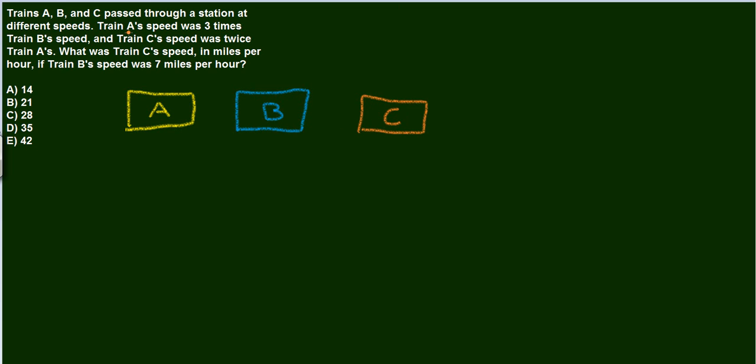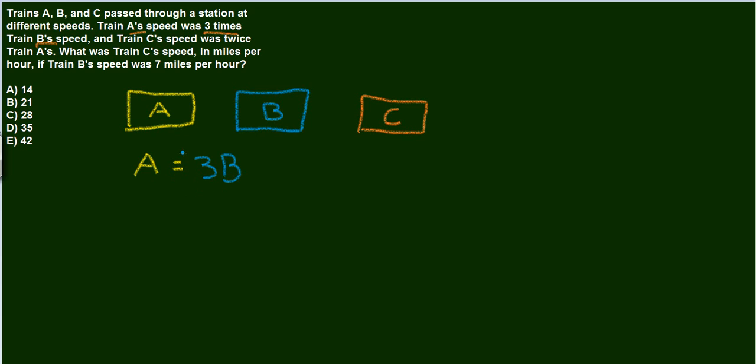Let's keep reading. They're all moving through a station at different speeds. Train A's speed was 3 times that of train B's speed. Okay, that's pretty important. It's giving us a relationship, right? Train A is 3 times train B. I'm just going to mark that down. Train A speed, which I'll represent by just A, is going to be equal to 3 times B's speed.